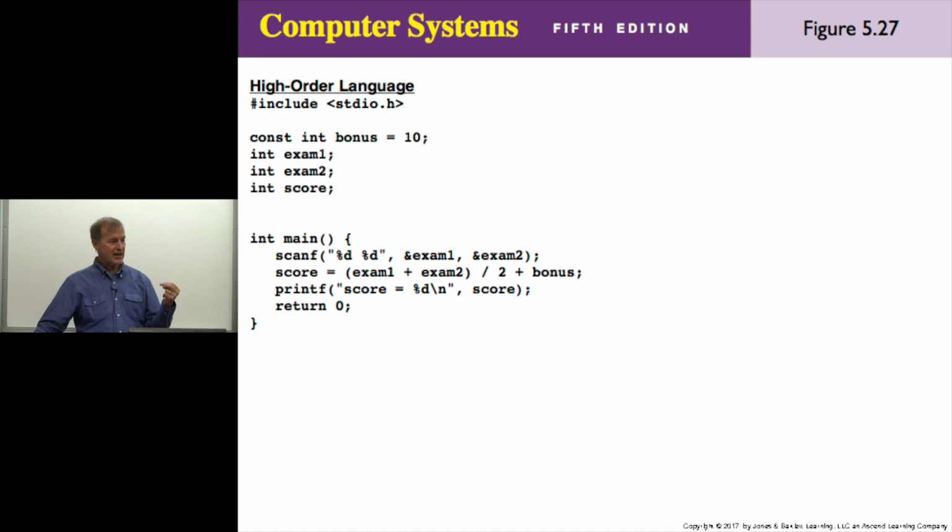And is bonus allocated with a dot block, yes or no? No, because here's where the equate comes in. Instead bonus equates to what? 10. All right? And how did we do score gets exam1 plus exam2 divided by 2 plus bonus?